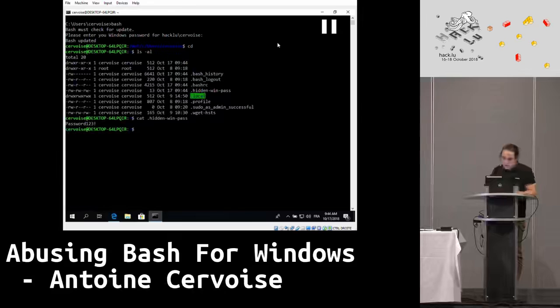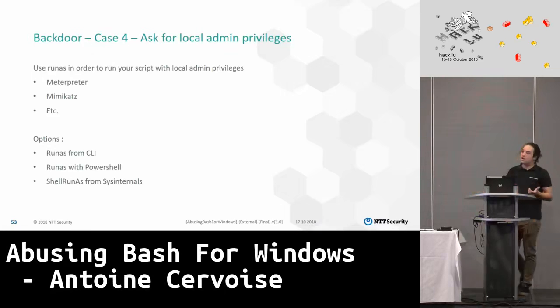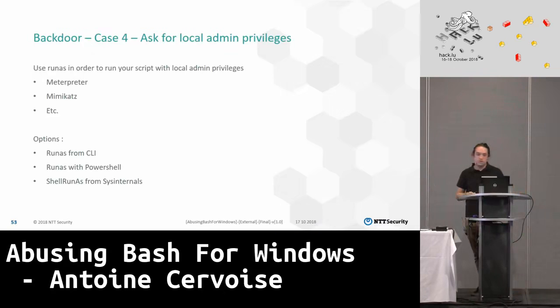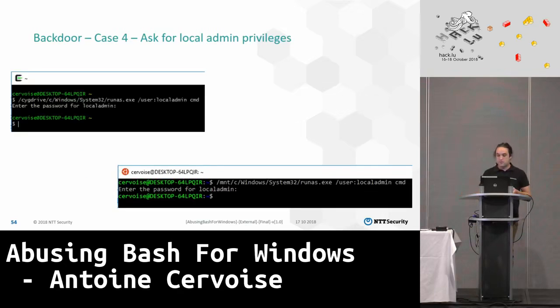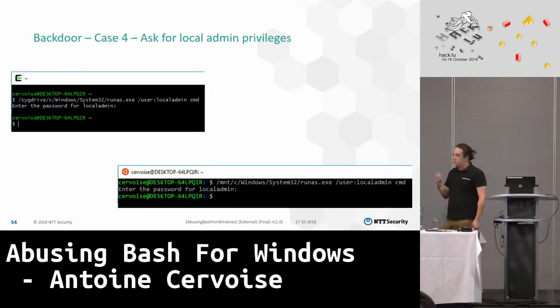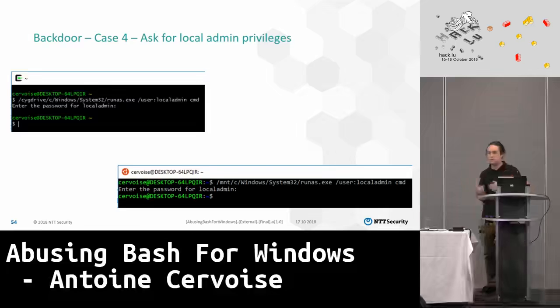Okay. And the fourth idea I had was about asking admin privilege. You may just want to ask the user to run privileged software like Meterpreter or Mimikatz. For that, I found 3 options: runas from the command line, runas from PowerShell, and ShellRunAs from Sysinternals. For runas from the CLI, it's not working because you run the Windows binary, it's asking you to type the password in the Windows CMD. You are not in the Windows CMD, so it's crashing.